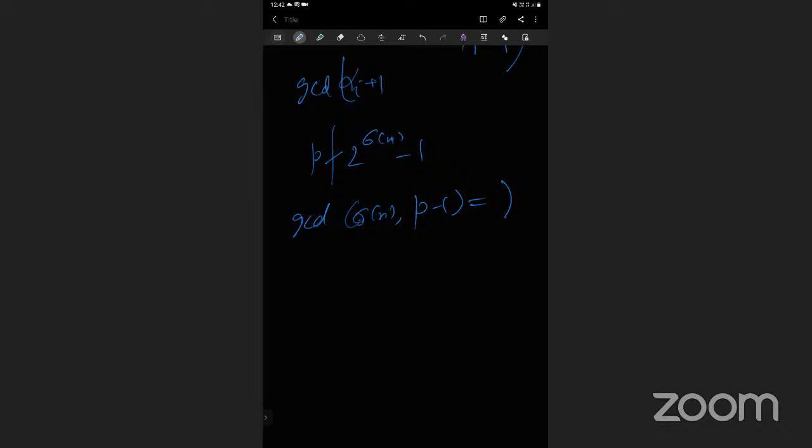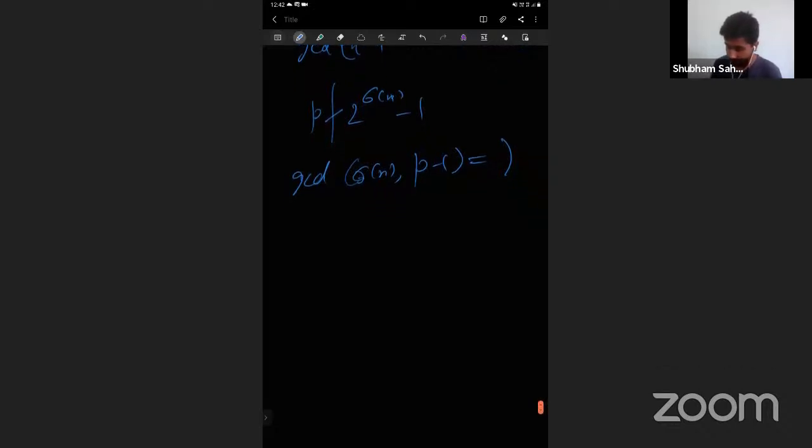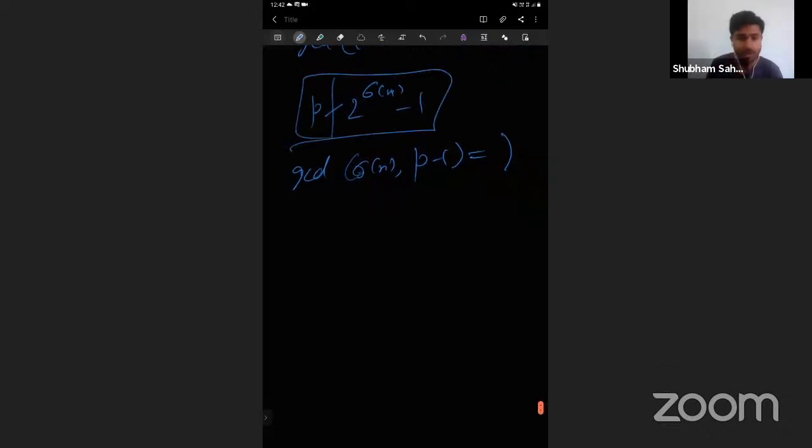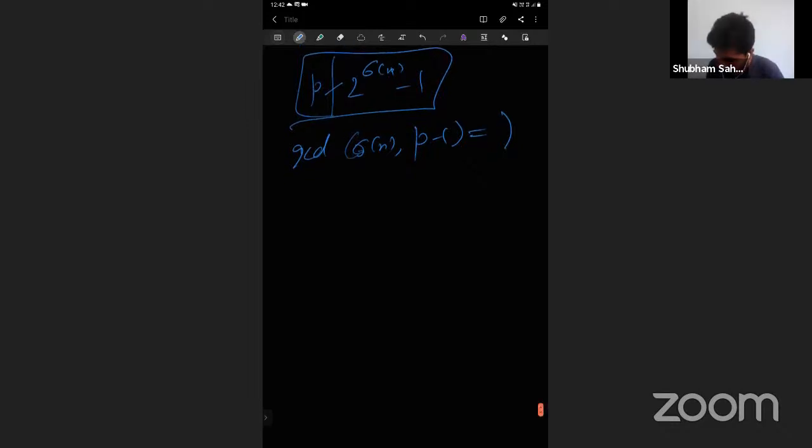Sir, but there is also a case that if p is equal to 2, then this does not hold. Means 2 power p minus 1 is not divided by p. Exactly. So p won't divide it either way, right? We are trying to show that p does not divide 2 power sigma n minus 1. So if p is equal to 2, then we are done right away. So we can just work with the case where p is not equal to 2. So we have reduced the problem to showing that GCD of sigma n and p minus 1 is 1.